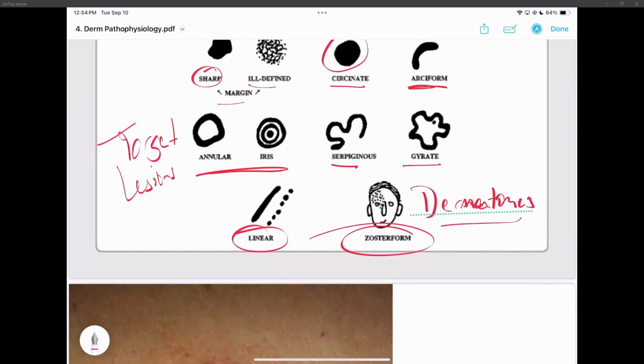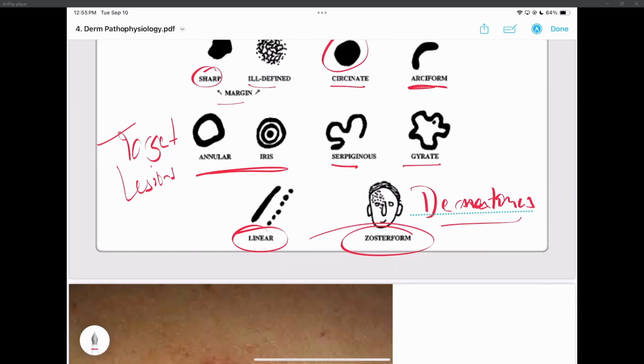Okay, we know all your dermatomes. You guys had to do them all in your neuro exam, right? C1, C4, C5, T10, whatever. Okay? Shingles comes in a zosteriform pattern. It only erupts along that dermatome. Herpes zoster only goes along a dermatome.